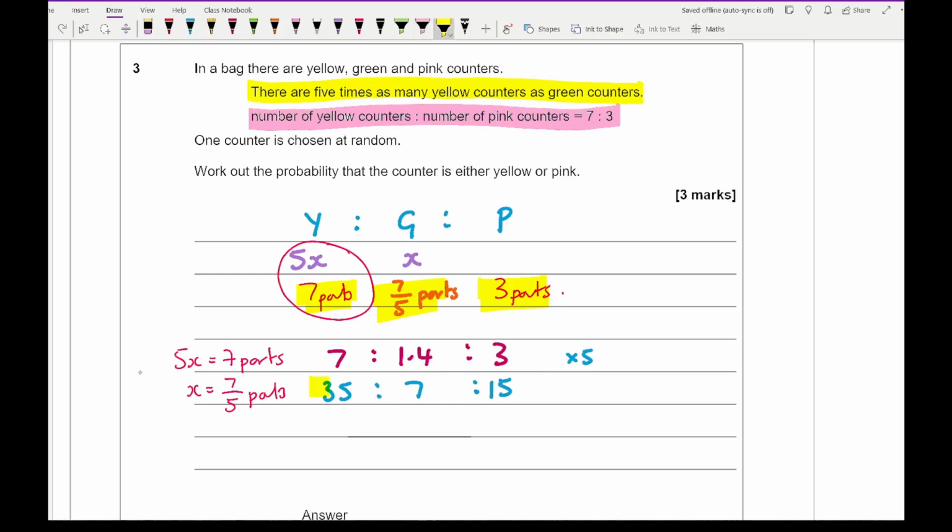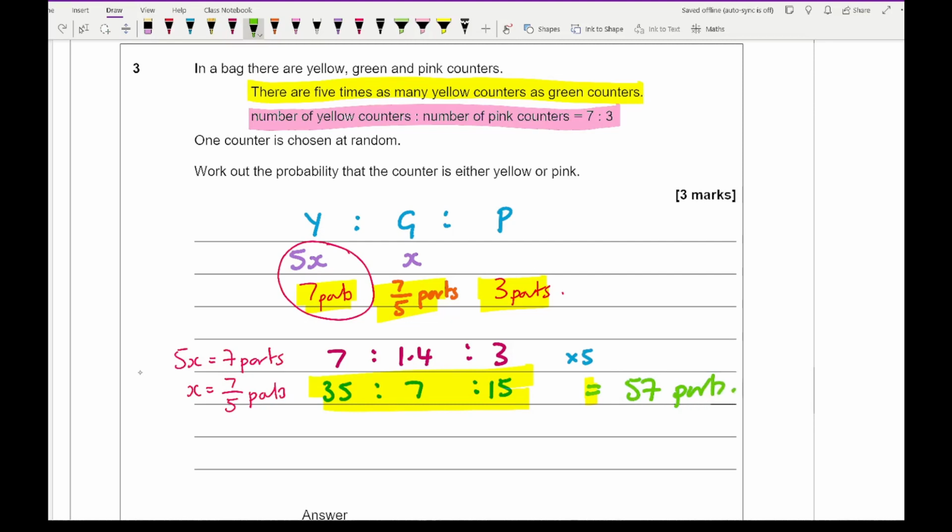So from this, what I can then do is work out the probability, because I'm now dealing with parts. So in total, what I've got is a total of 35 plus 7, which is 42. 42 plus 15 is 49 parts. And let me just double check to make sure that that is correct. 57 parts rather.